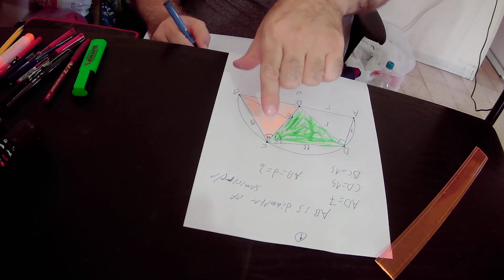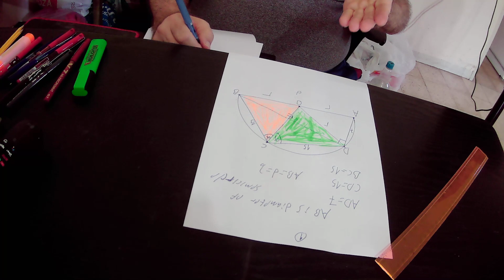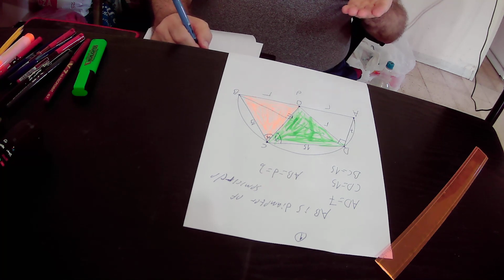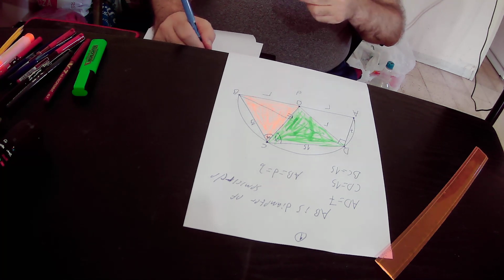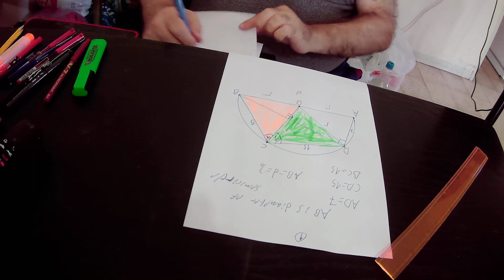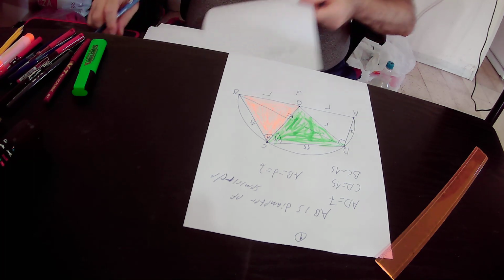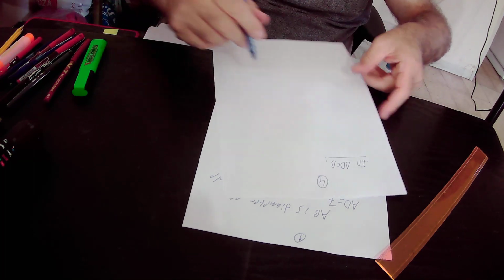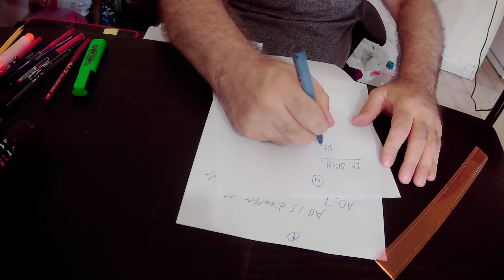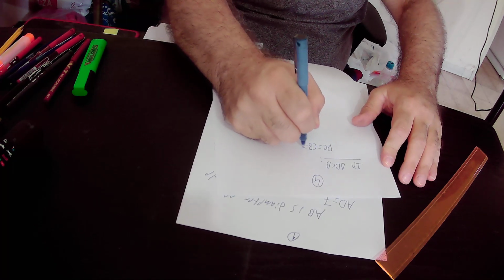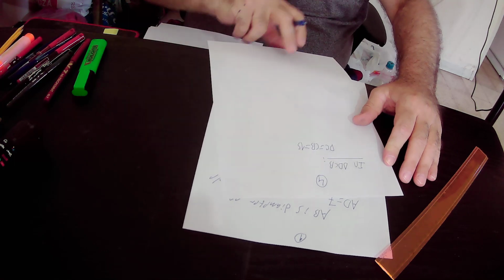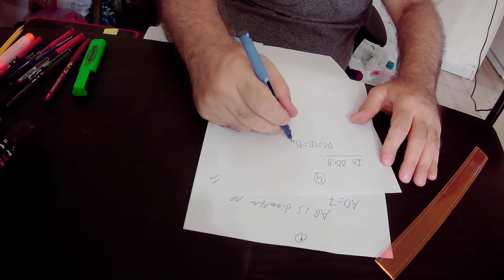DC equals CB, both those sides are equal to 15 units. It is given in the question. So DC equals CB equals 15 units.